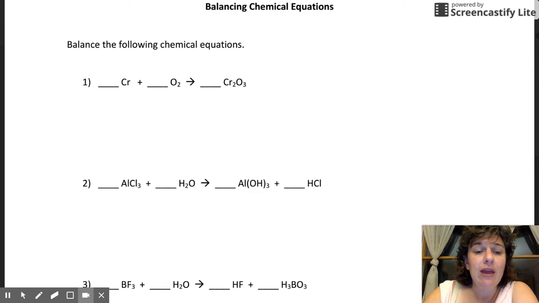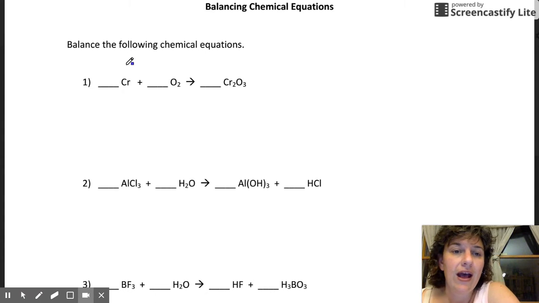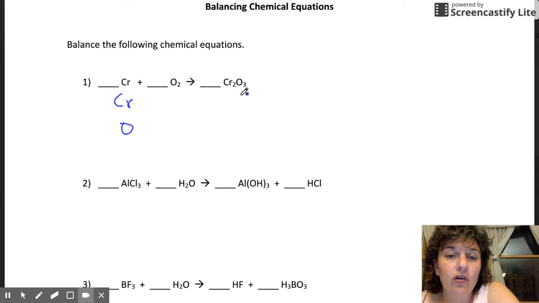All right, so we're going to balance some chemical equations. Let's do this worksheet here. We have to take inventory. We have chromium and oxygen over here, and we have chromium and oxygen over here. So if we take our inventory, we have 1 chromium over here and 2 oxygens. We have 2 chromiums and 3 oxygens.